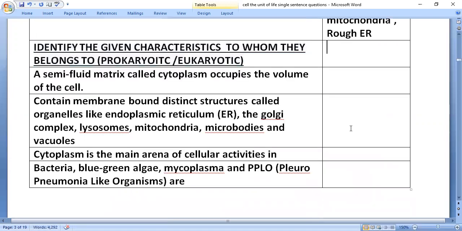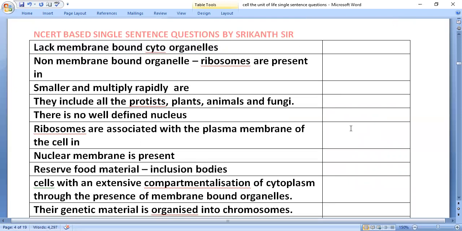endoplasmic reticulum. Identify to whom the given characteristics belong, prokaryotic or eukaryotic. A semi-fluid matrix called cytoplasm occupies the volume of the cell: both. Contain membrane-bound distinct structures called organelles like endoplasmic reticulum, Golgi complex, lysosome, mitochondria, microbodies, and vacuole: eukaryotic cell. Cytoplasm is the main arena of cellular activities in both. Bacteria, blue-green algae, mycoplasma and PPLO, pleuropneumonia-like organisms, are prokaryotes. Lack membrane-bound cell organelles: prokaryotic cells.